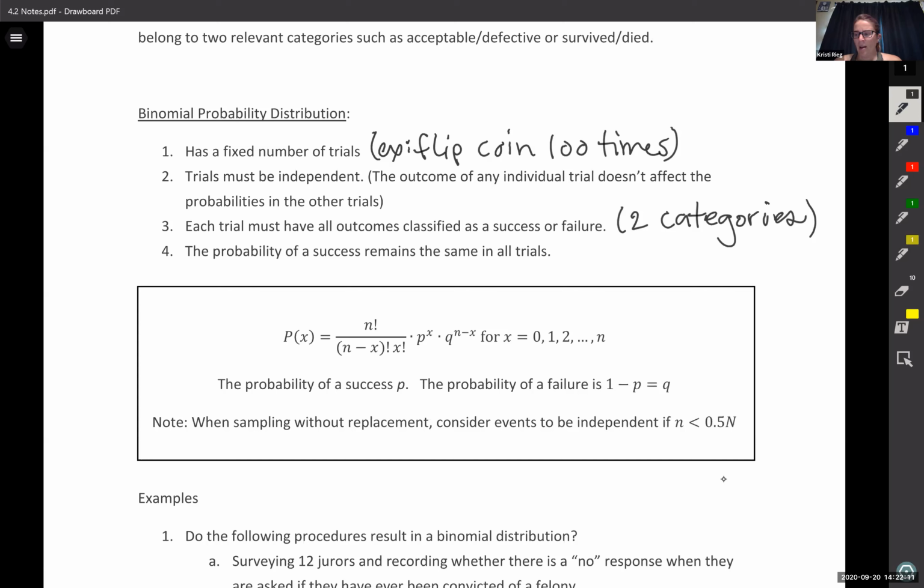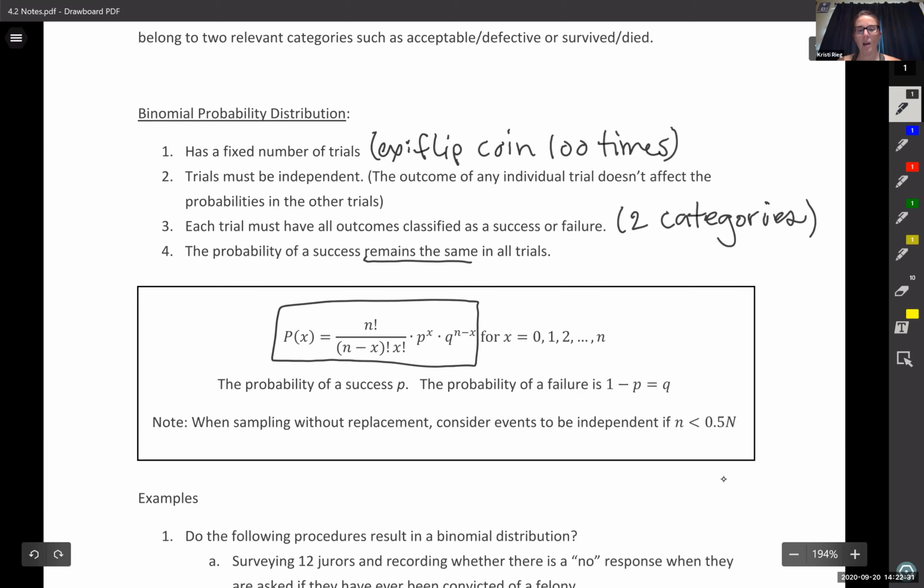And then the probability of a success remains the same in all trials. And it will remain the same because they are independent, like we said in number 2. So this lovely guy right here is the formula to calculate the probability of something happening, like not heads or tails, but like 2 heads versus 5 heads, for flipping it 100 times. The probability of a success is P.